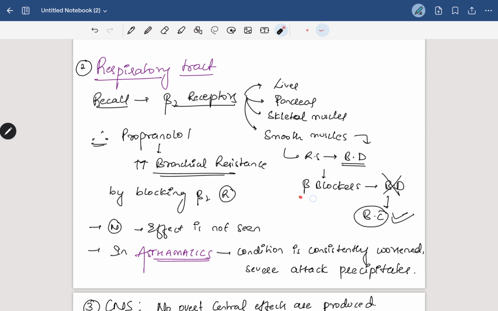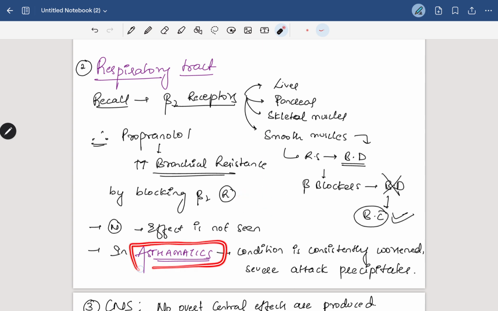But now that we are giving beta blockers, bronchodilation will not take place because the action of bronchodilation is blocked. So it can lead to bronchoconstriction. Therefore, propranolol increases the bronchial resistance by blocking beta 2 receptors. Normally this effect is not seen in normal people, because it is just blocking their bronchodilation and not much effect is seen.